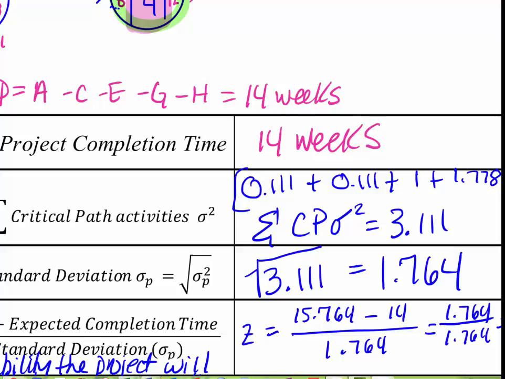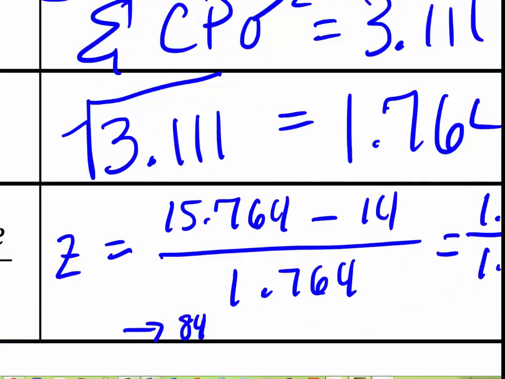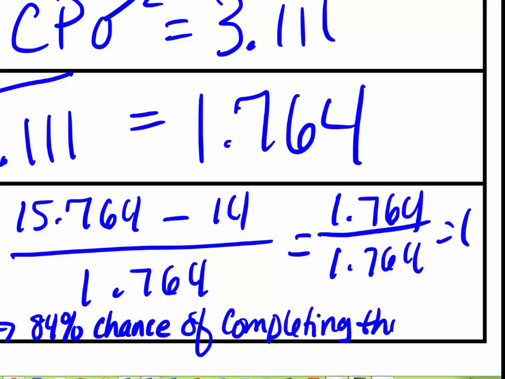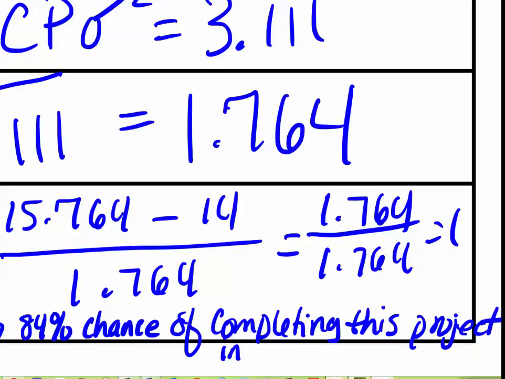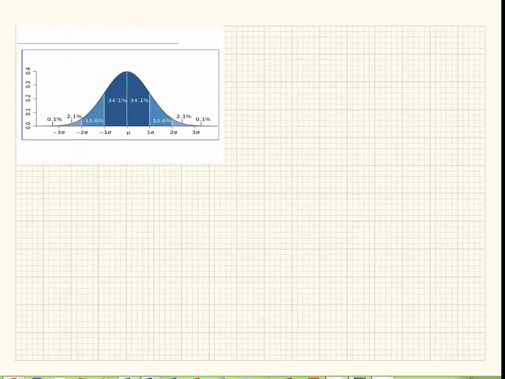Ostensibly, what it is going to tell us is that we have an 84% chance, or less, well, actually I should say an 84% chance of completing this project in 15.764 weeks or less. But let's go ahead onto this next page and I'll show you why that is the case. So now we're going to interpret what we just found on the previous page.